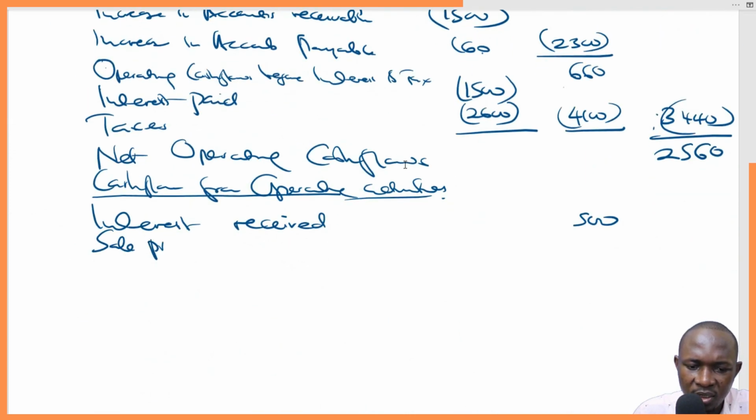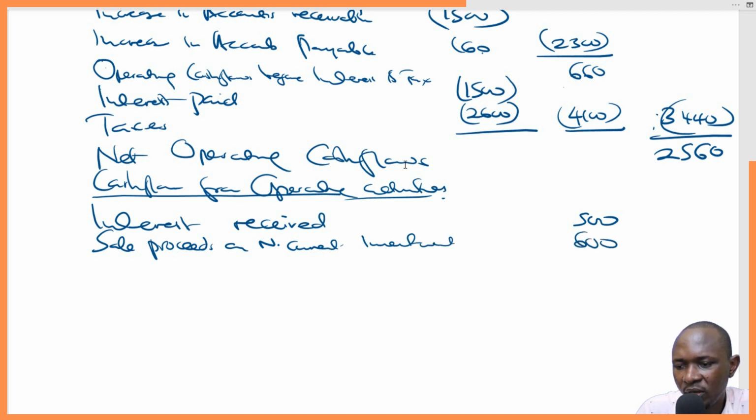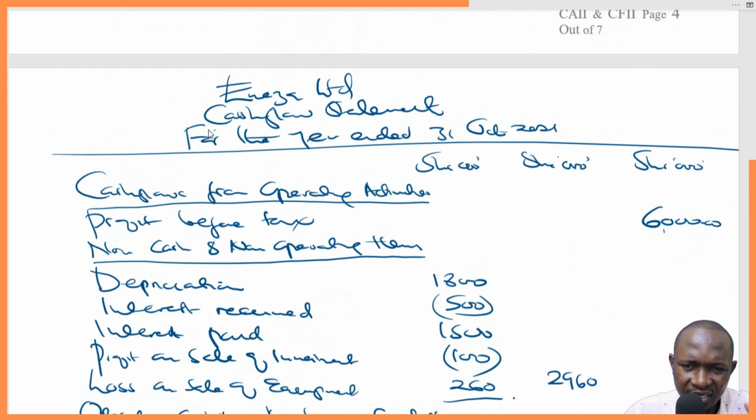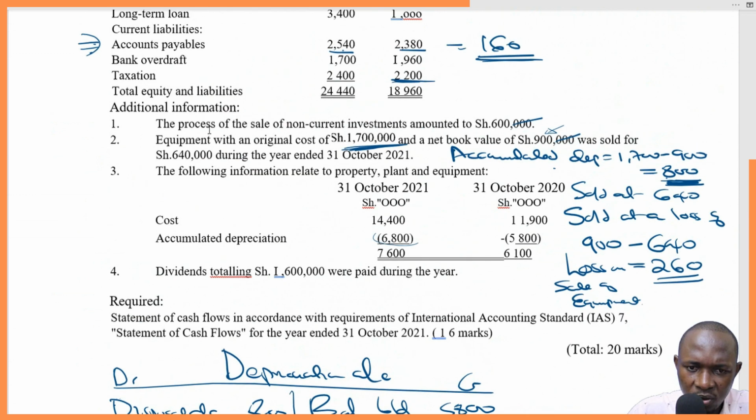Sales proceeds of non-current investment. How much? The total amount, 600. Remember the 100 we did away with. So we are going to capture the total amount of 600 here. Just capture the whole amount, since we are interested in the cash movement.